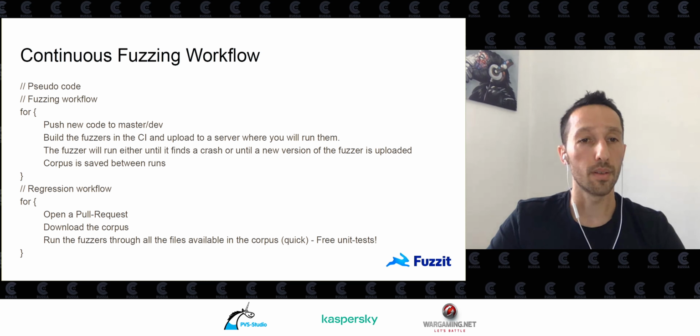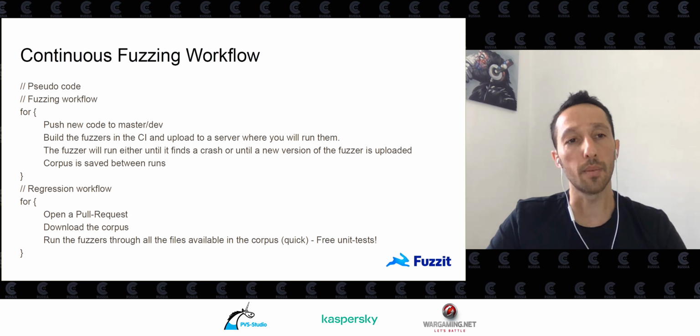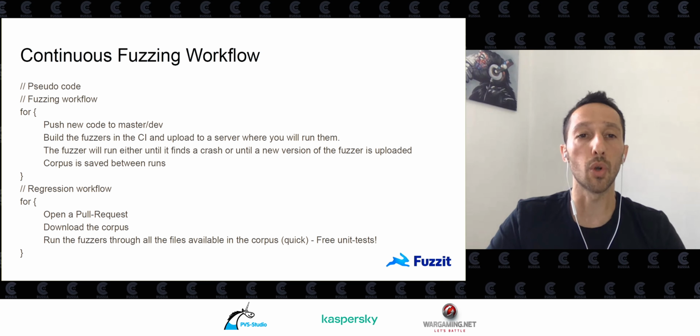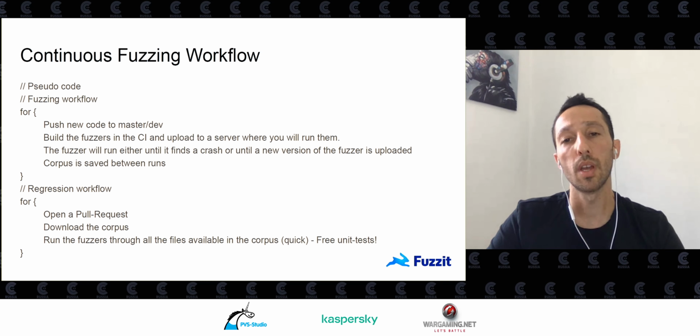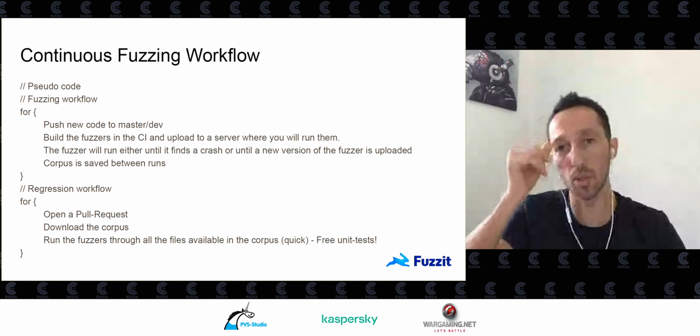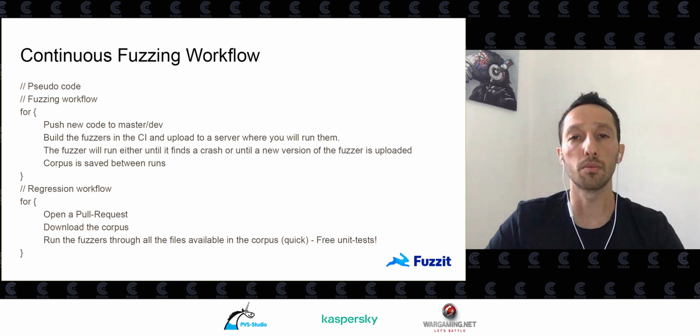So if we take this case, every time we push new code to master, we build the fuzzers in your CI, just like you build your tests. And then you upload those fuzz tests to another server where you will run them, because you don't want to run them in the CI, as it will block your CI. You want to run the fuzz test for hours or even maybe for days at the beginning, until either a timeout or until it finds a crash.